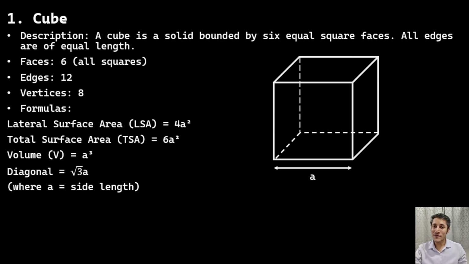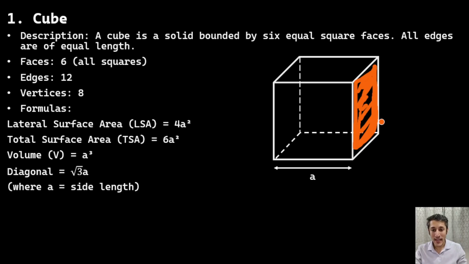So as the basics of this chapter are clear, we can start with the discussion of our first solid, which is the cube. A cube is a solid bounded by 6 equal square faces. All edges are of equal length. So a cube is a solid which has 6 faces and all of them are squares. I'll just mark which is the face, like this one. This whole thing will be called the face of the cube. So like this, it has 6 faces.